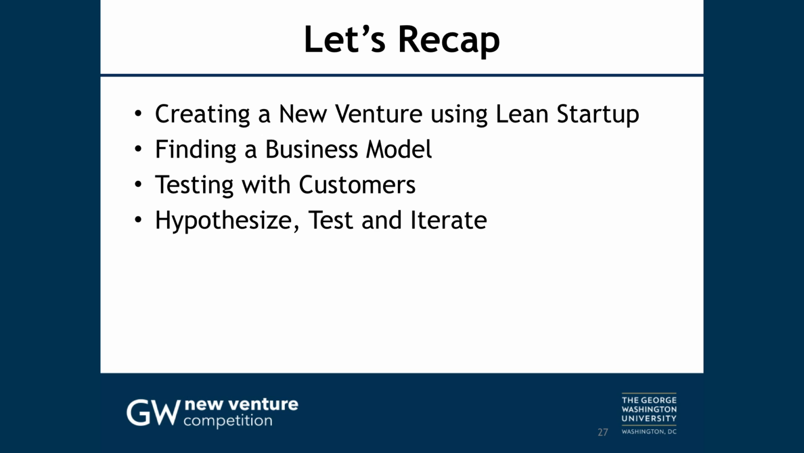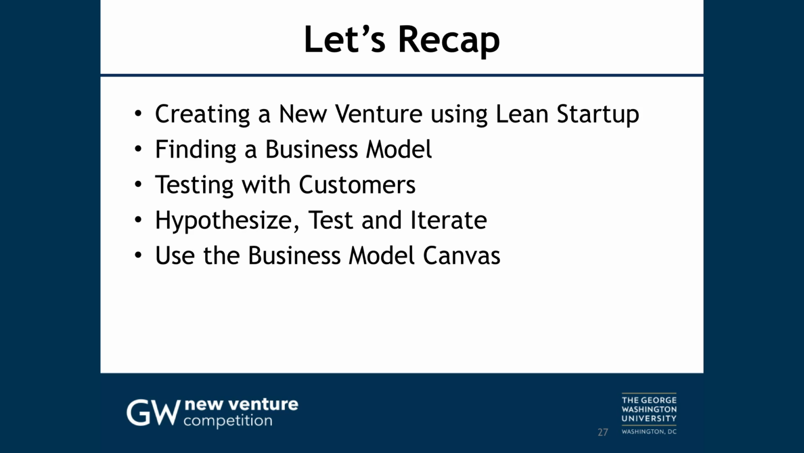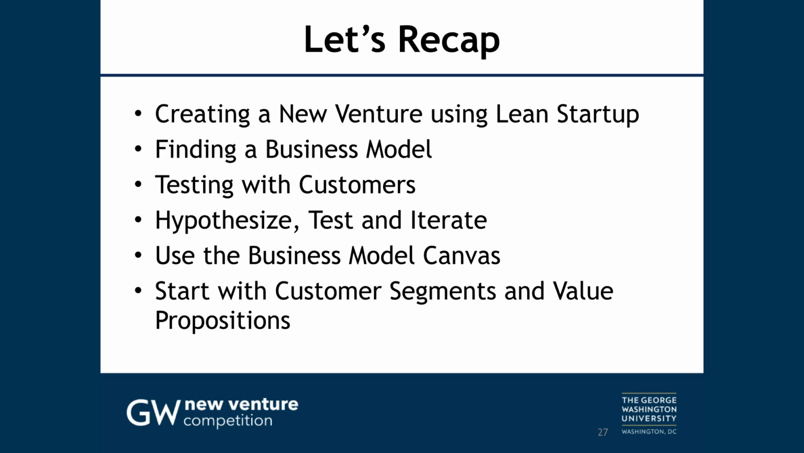That process is one of hypothesizing, testing, and then iterating over and over again, writing down what you think, meeting with customers to see if it's true or not. If it is, keep it. If it's not true, revise it, and keep iterating until you get the entire business model pinned down. We're going to use a tool called the Business Model Canvas, and you'll see more of that in the subsequent workshops. And then finally, we've started today with the two most important elements of the Business Model Canvas: customer segments and value proposition.